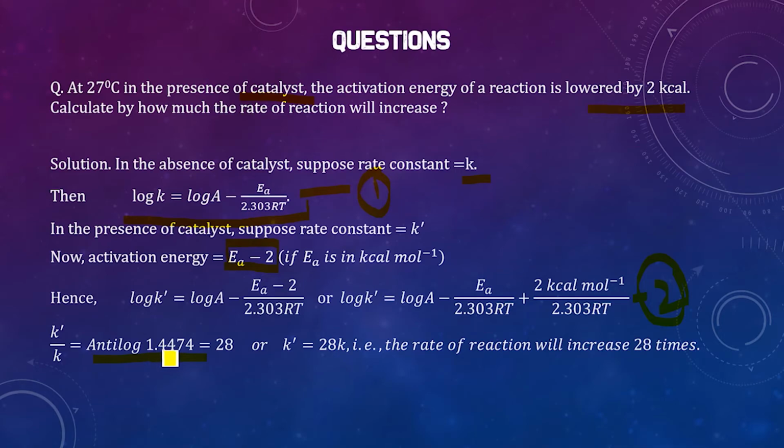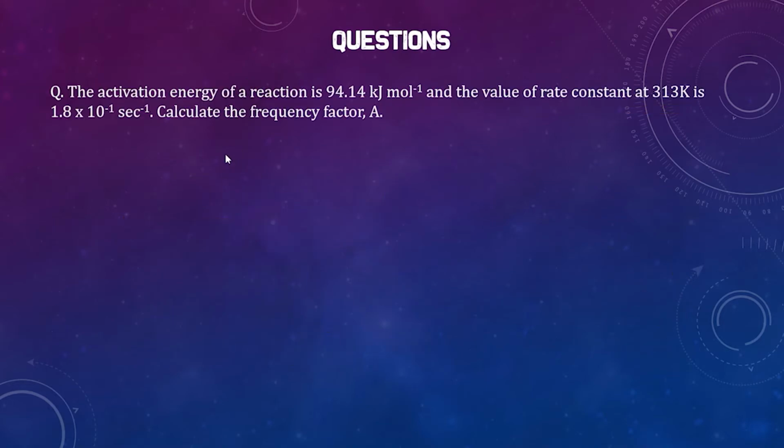Check the antilog of 0.4474; it will be 2.8 something, multiplied by 10 to the power 1, so it will be 28. So K dash is equal to 28K. This is the way by which the rate of reaction will increase. If the rate constant is increasing by 28 times, obviously the rate of reaction will increase by 28 times. Got it? Divide equation 1 and equation 2 and you will get this. Just try to do this antilog calculation and tell me if you face any problem.